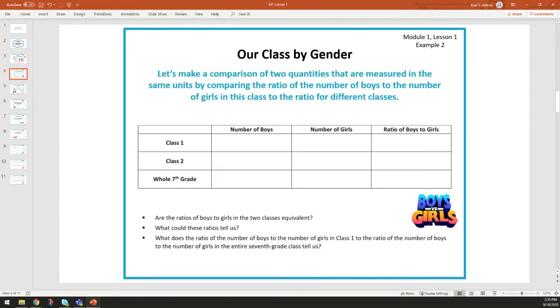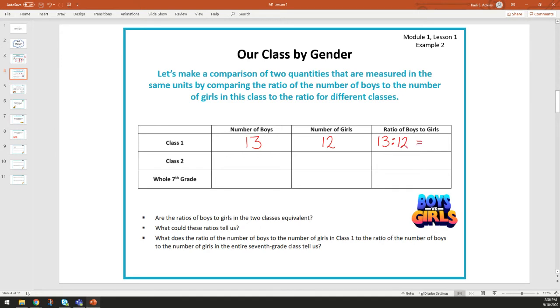On our next slide, our class by gender. Again, we're going to be giving you information from our classes, okay? So let's make a comparison of 2 quantities that are measured in the same units by comparing the ratio of the number of boys to the number of girls in this class to the ratio for different classes. So in our class 1, I counted up off my roster, I had 13 boys and 12 girls. So my original ratio for that would look like 13 to 12.